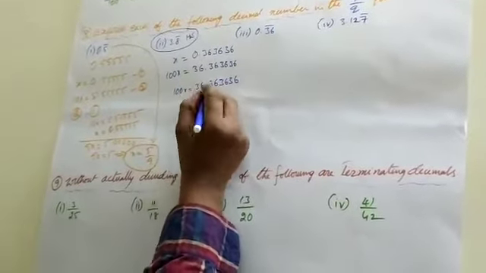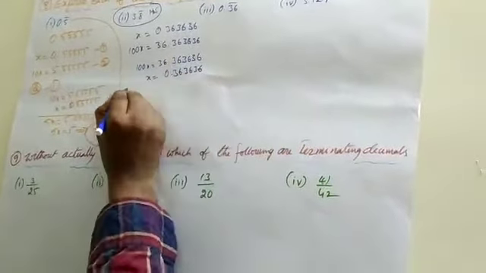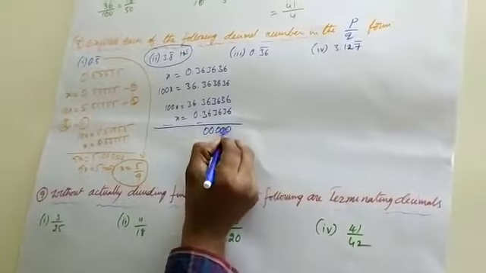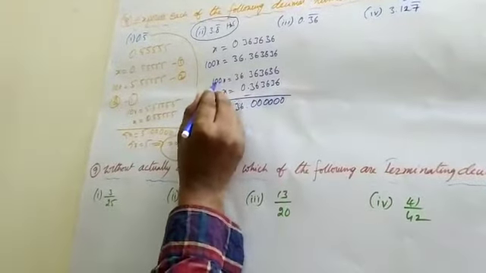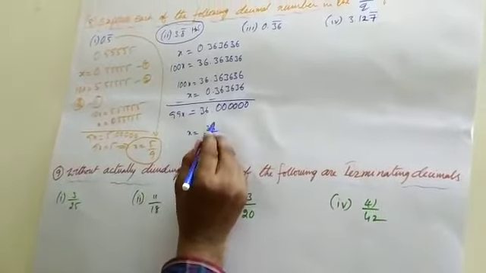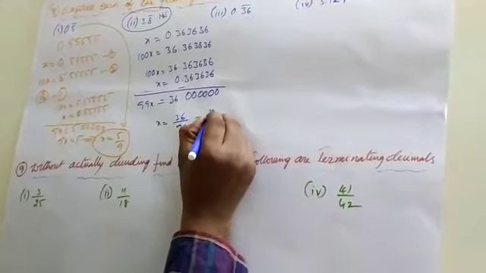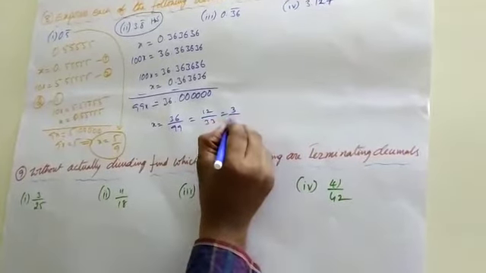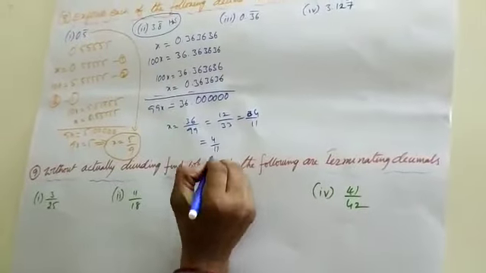Therefore, 100x is equal to 36.363636 and x is equal to 0.363636. Subtracting, 36 minus 0.36 gives 100x minus x, which means 99x. Therefore, x is equal to 36 divided by 99. What is the simplest form? 3 ones are 3, 3 twos are 6, 3 threes are 9, again 4 threes are 12, 3 fours are 12, 3 elevens are 33. This is the final answer, 4 by 11.